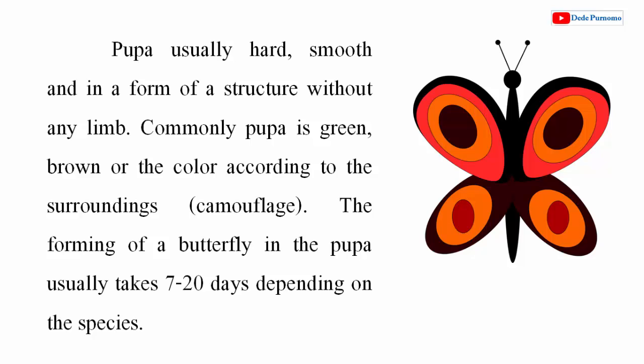Pupa is usually hard, smooth, and in the form of a structure without any limb. Commonly, pupa is green, brown, or the color according to the surroundings, or camouflage. The forming of a butterfly in the pupa usually takes 7 to 20 days depending on the species.